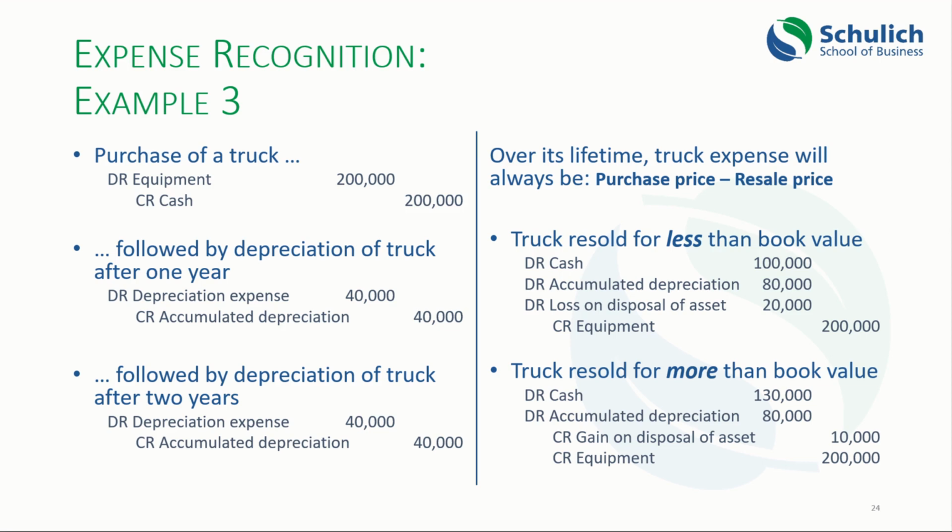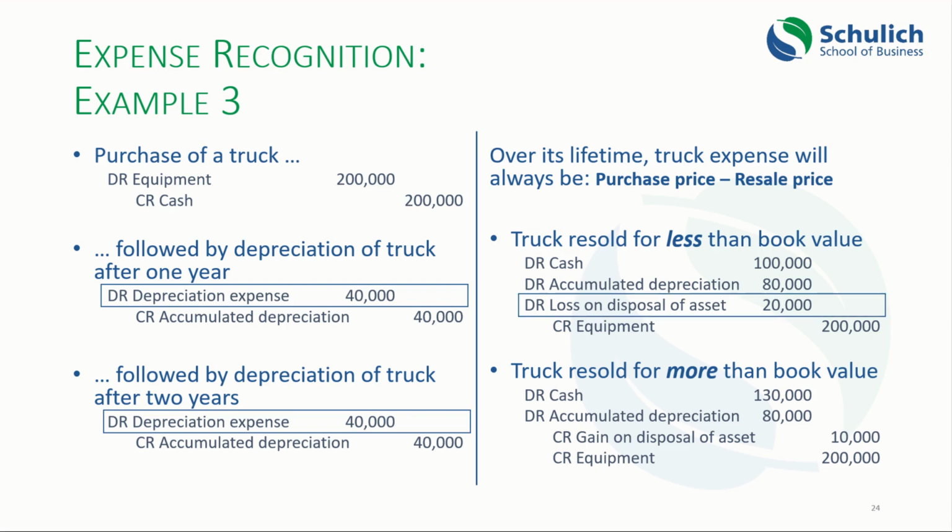So here we can see that the impact on the income statement over the life of the truck is equal to the original purchase price less the resale price that we got for it. In the first case, we have a $40,000 depreciation expense at the end of year 1 and another $40,000 depreciation expense at the end of year 2, plus a loss of $20,000 when we sold it. That's a total of $100,000 of debits, all of which went to the income statement, albeit in different years. This total is exactly the $200,000 purchase price less the $100,000 resale price.